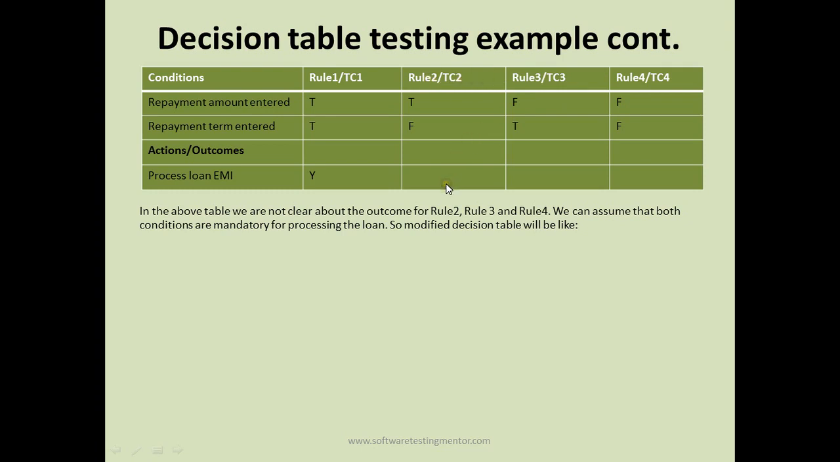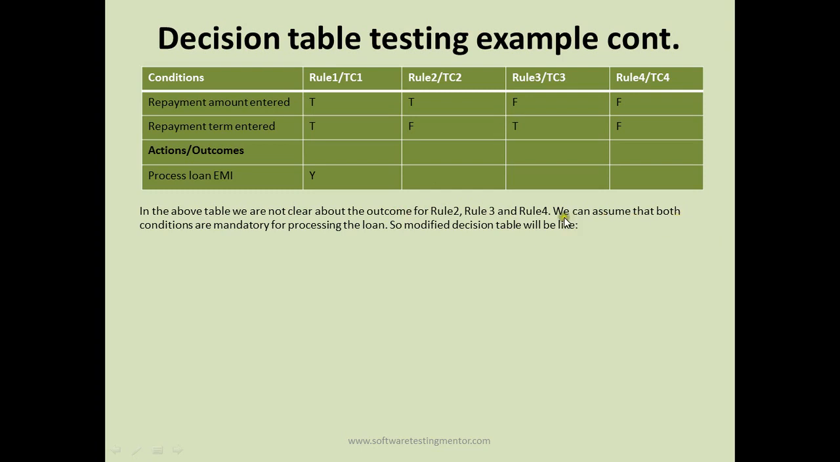If we are not clear, that's where ambiguities can be resolved. You can ask the business stakeholder or business analyst what the outcome or action will be when we don't enter the repayment amount, when we enter the repayment amount but not the term, when we enter the term but not the repayment amount, or when we do not enter both. What will be the outcome in that case? And then you can resolve those ambiguities.